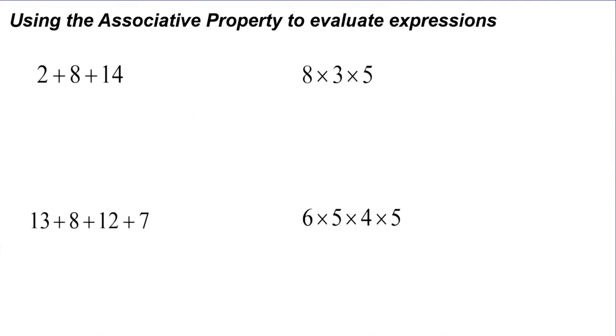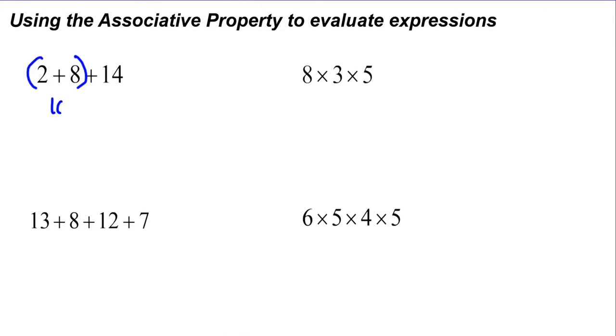So let's take a look at the associative property here. What I want to do is just insert parentheses around the numbers. I'm not going to rearrange the numbers. I'm just going to insert parentheses around what I would like to add or multiply first to make the evaluation a little bit easier. So in this first one, 2 plus 8 plus 14, I'm actually going to group the 2 and the 8 together because that's an easier sum to do.